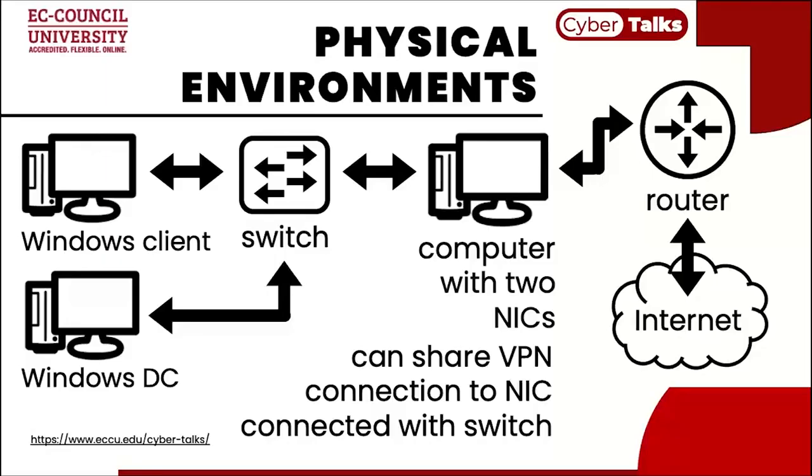Now, there's a computer that I have with 2 network interface cards, and I can set that up to use a VPN connection that goes to the router, over the internet. And I can share that VPN connection with the network interface card that's connected to the switch. So my entire physical lab can actually communicate to the internet through that VPN. Also, since I have 2 network interface cards on that computer, it helps isolate my lab from other hosts within my home network, other hosts that are connected to that router.